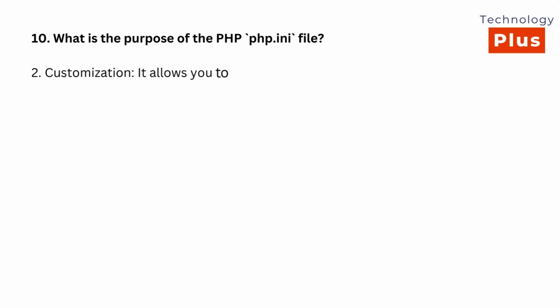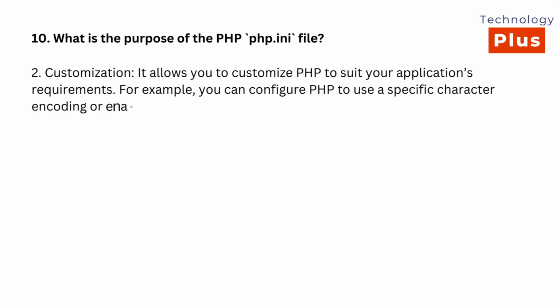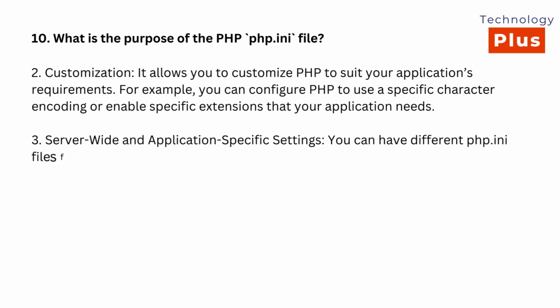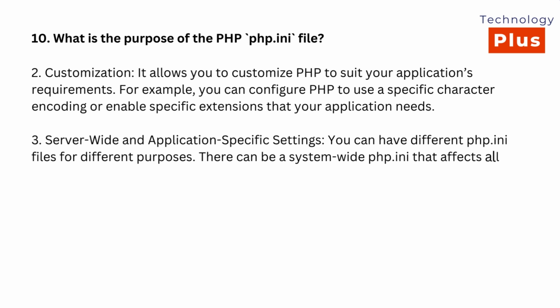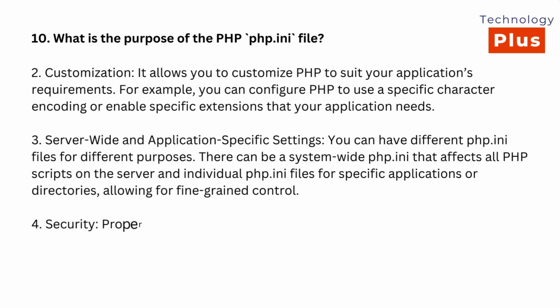2. Customization. It allows you to customize PHP to suit your application's requirements. For example, you can configure PHP to use a specific character encoding or enable specific extensions that your application needs. 3. Server-wide and application-specific settings. You can have different php.ini files for different purposes. There can be a system-wide php.ini that affects all PHP scripts on the server and individual php.ini files for specific applications or directories, allowing for fine-grained control.